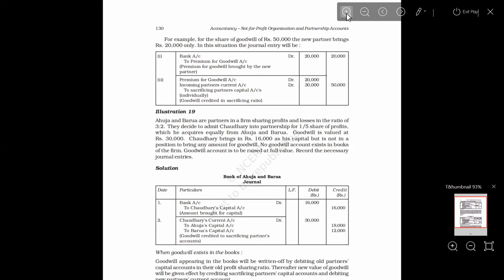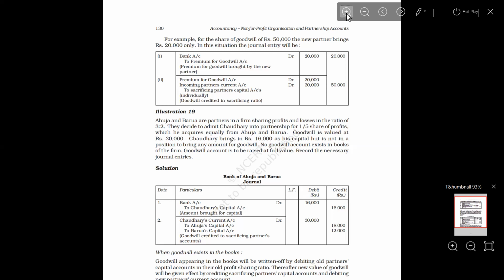First entry, you know very well. Bring capital means bank account debit to Chowdhury's capital account 16,000. Here you do not mention the premium for goodwill, because no goodwill account exists in the books. Okay.